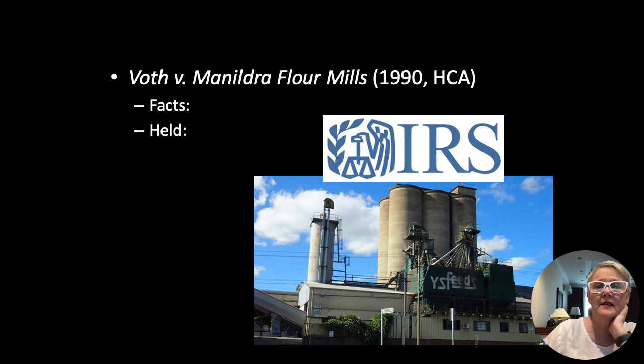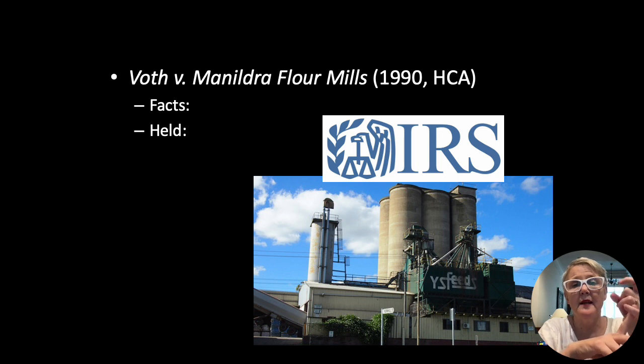So this is a 1990 High Court of Australia case, significant decision because it deals with the principles governing forum non-convenience, the doctrine of forum non-convenience. And that doctrine allows a court to dismiss a case if another forum or jurisdiction is more appropriate for hearing the case. So in that case, Mr. Voth sued Manildra flour mills.